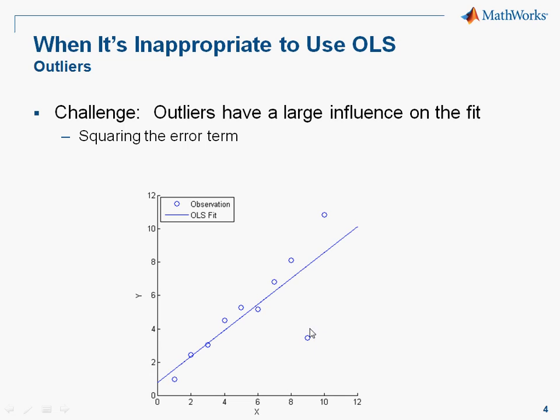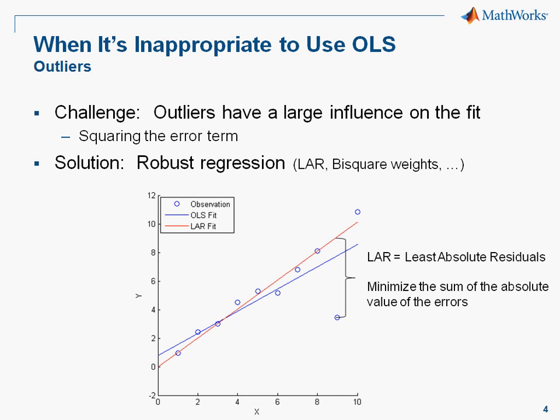The dataset contains an obvious outlier, which is skewing the regression model. The red curve shows a second regression model that I generated using a robust regression technique called least absolute residuals. I generated a curve fit that minimizes the sum of the absolute value of the residuals rather than the sum of the squared residuals. As you can see, the red regression line does a much worse job fitting the outlier.